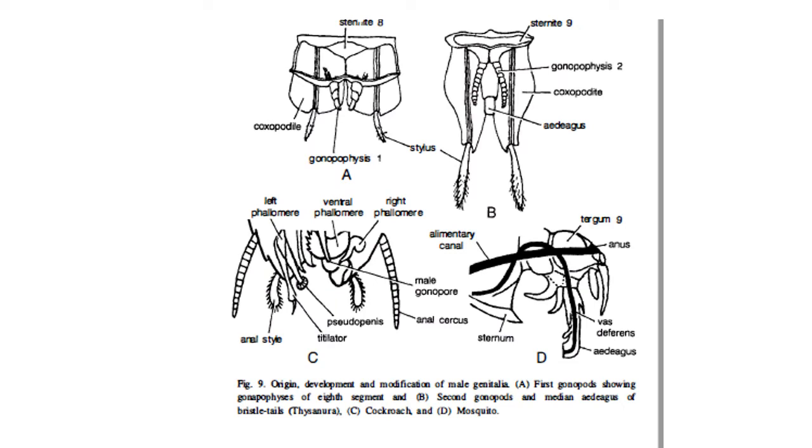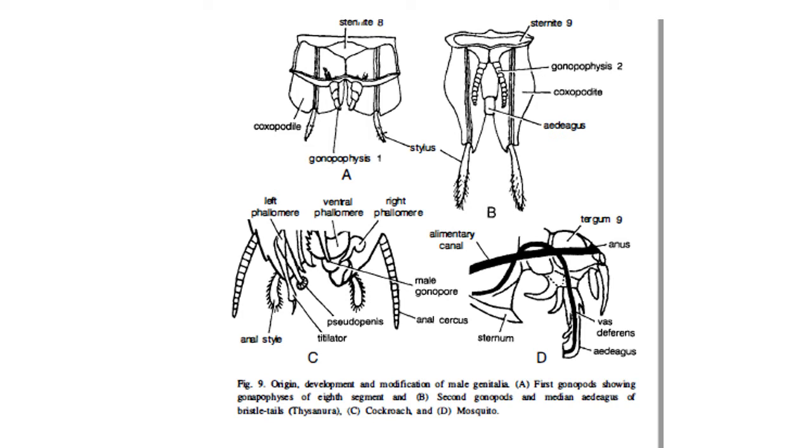So these are the different pictures which are showing the origin and modifications of male genitalia, and figure number A is of gonapophysis of 8th segment. Okay, these are the first gonopods, and then B figure is second, these are the second gonopods. So first is this one, first gonopod of 8 segments. This is the second gonopods.